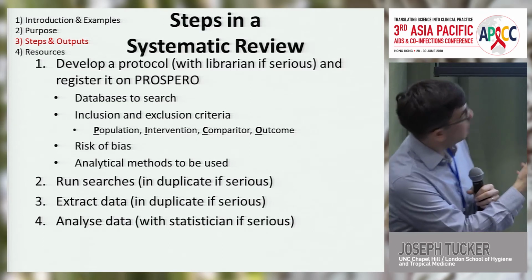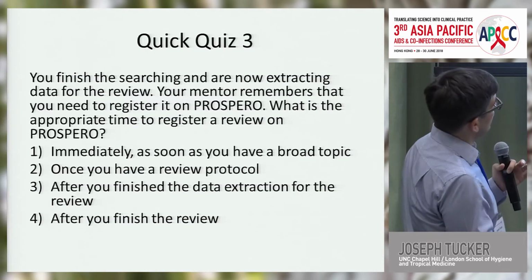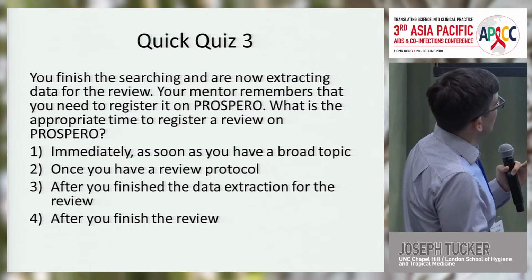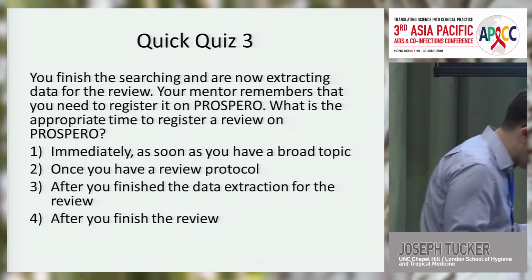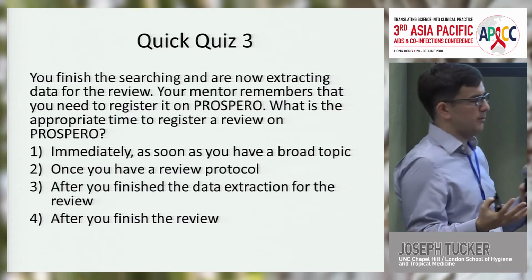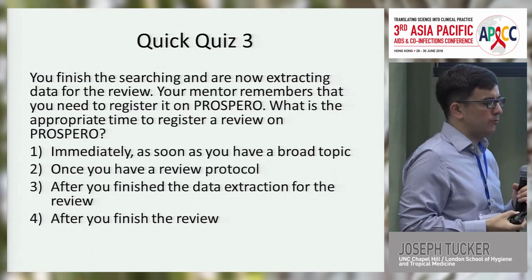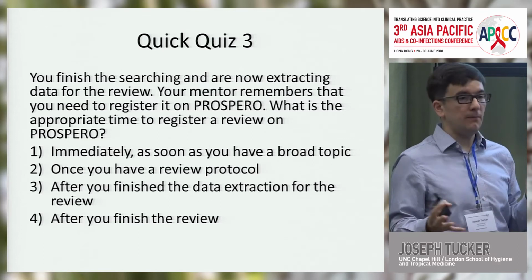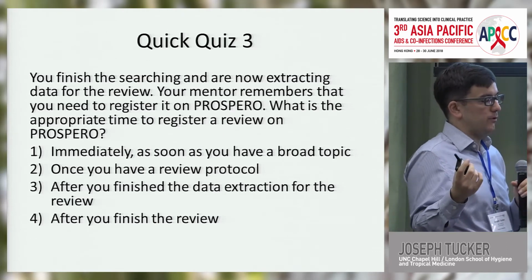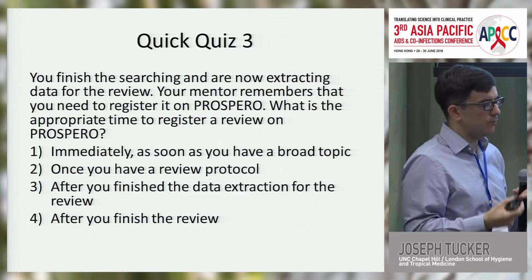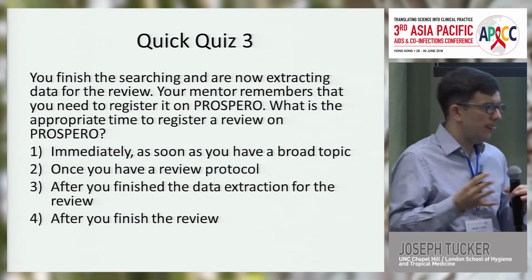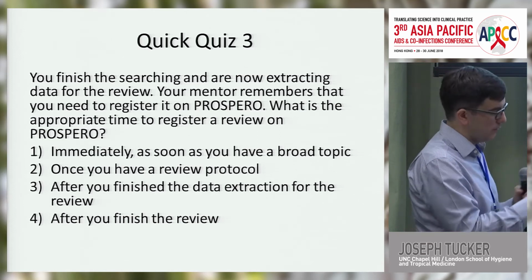So these are the basic steps. And then you finish your searching, you're extracting the data for the review, and then your mentor says, oh, wait a second, we need to register this in Prospero. What's the right time to register a review in Prospero? A, would you do it immediately as soon as you have your broad topic? Anyone? B, once you have a review protocol? Good. C, after you finish the data extraction of the review? Anyone? No? Or D, after you finish the review. So you guys know this already. It's really after you have the review protocol, that's when you go to Prospero and register it formally.